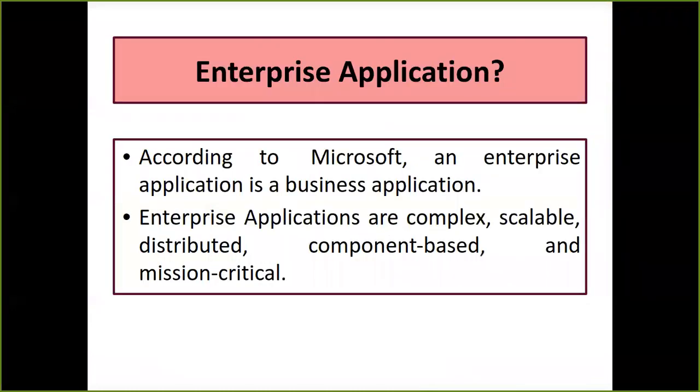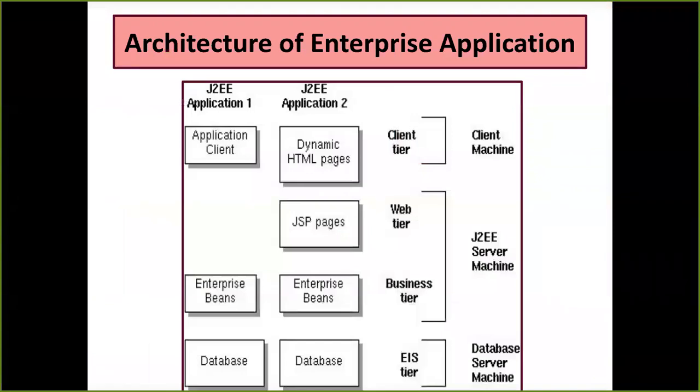Okay. And we have also seen the architecture of your enterprise application. I told you that the architecture of an enterprise application is a 4-tier architecture. Tier is nothing but the layers. How many layers do you require for having your enterprise application? You need 4 layers. That is your client tier, web tier, business tier, and EIS tier.